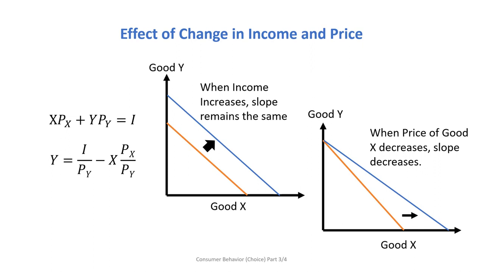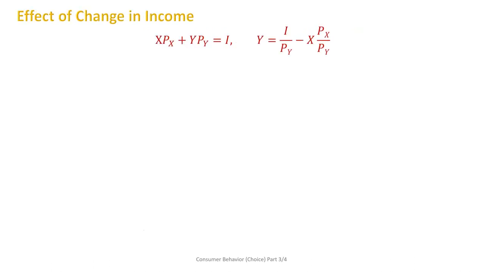Now let's first talk about the income effect. That is, what happens when the income of the consumer changes whereas the prices of both commodities remain the same. Students, we know that goods can be categorized as normal goods or inferior goods. Normal goods are those for which the demand increases with an increase in income.